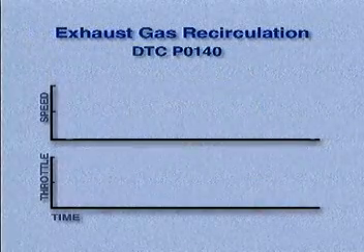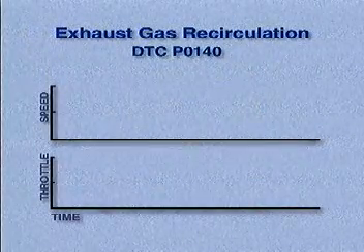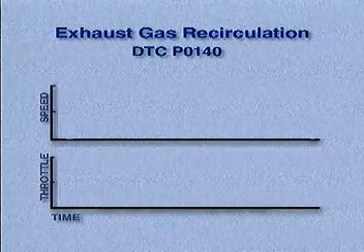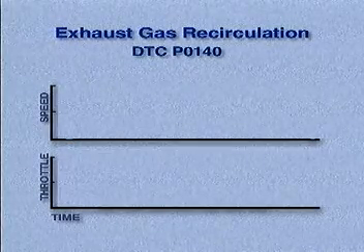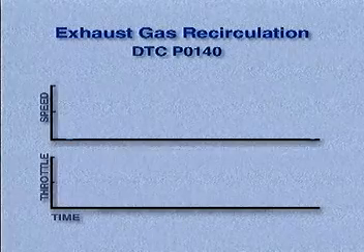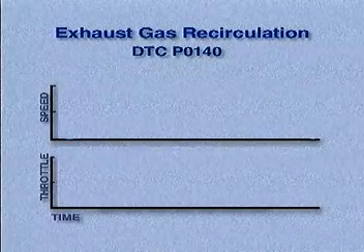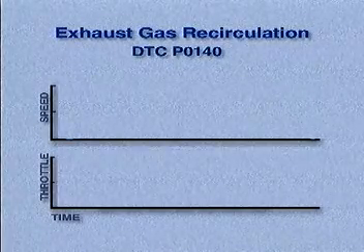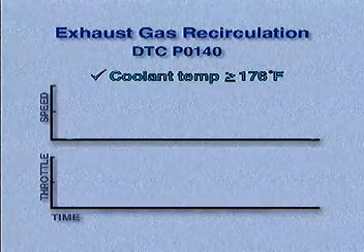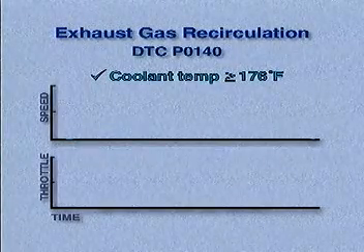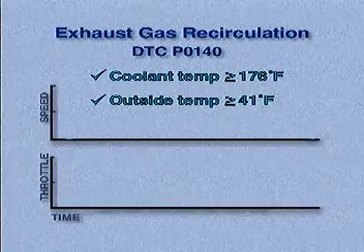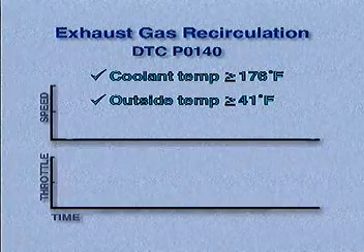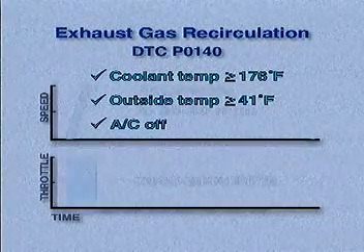If you are correcting a P140 DTC, the exhaust gas recirculation or EGR system, the test should take about 10 minutes or less. Turn off the ignition switch after you've fully warmed up the engine. The coolant temperature should be 176 degrees Fahrenheit or more, with an outside temperature of 41 degrees Fahrenheit or more, and the air conditioning should be off.